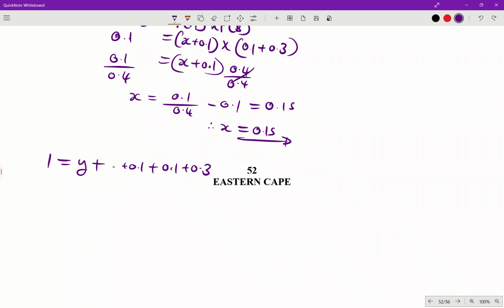So now let's see what we have. Remember, x is simply 0.15. So 1 equals y plus 0.15 plus 0.1 plus 0.1 plus 0.3. So I have something like 0.65. So let me confirm: 0.15, 0.1, 0.1, 0.3. And then take this to the left. So therefore, y will be 1 minus that. So 1 minus the answer. So this is 0.35. And you are done, guys.